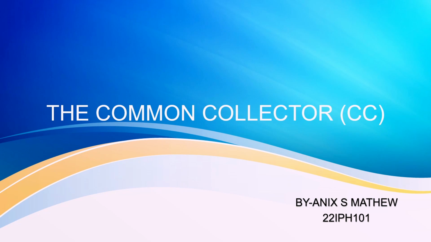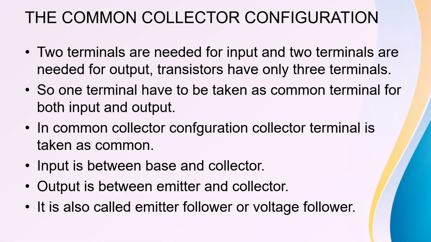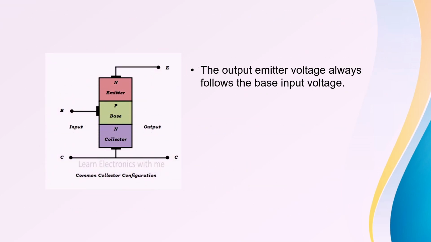So we all know that two terminals are needed for the input and two terminals are needed for the output of a current, but the transistors have only three terminals. So one terminal has to be taken as the common terminal for both input and output. As the name suggests, the common collector configuration has the collector terminal as the common terminal. The input of this configuration is between the base and collector terminal, and the output is between the emitter and collector terminal. It is also called emitter follower or voltage follower.